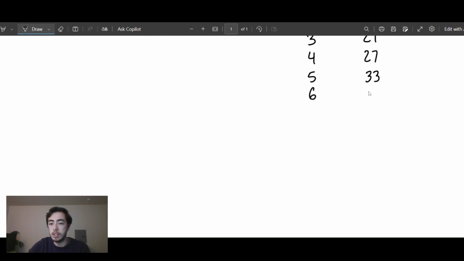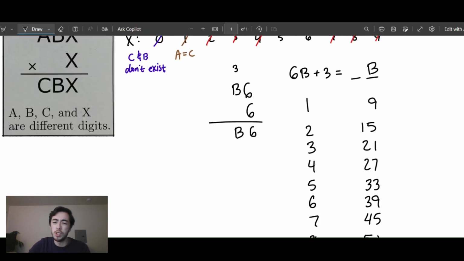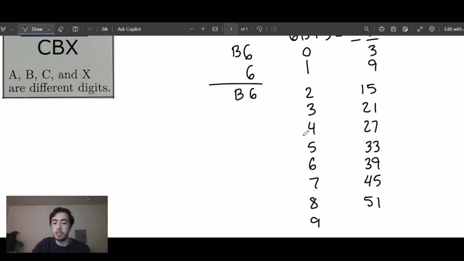6, add 6 gets to 39. 7, add 6 gets to 45. 8, oops, I was going to say 61, but that should be 51. And then I'm going to stop at 9, again, because these are digits. I guess I should technically do a 0 here. 0 is a possible digit, and then I'd get a 3 right there. And there we go. So here are all of my digits, 0 through 9.